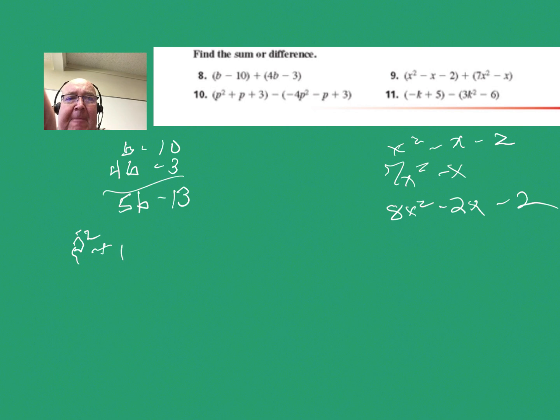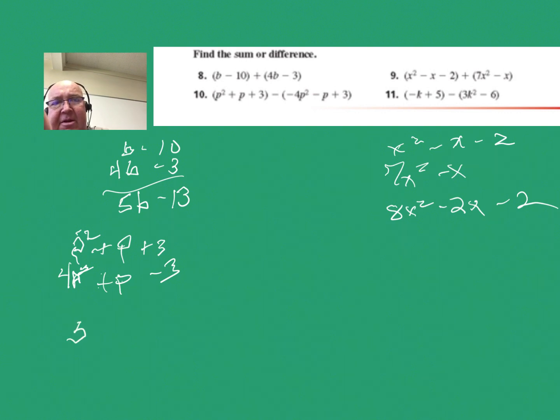Number 10, we have p squared plus p plus 3. We're going to have plus 4p squared plus p minus 3. We're ending up with 5p squared plus 2p. And the 3's are going to cancel and become 0.